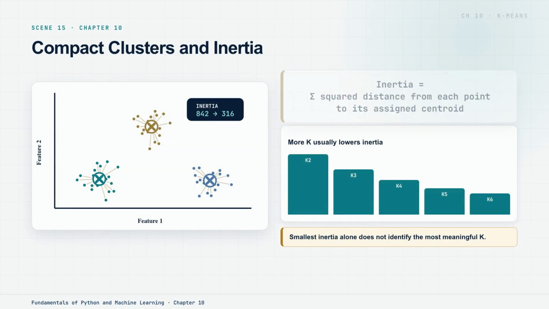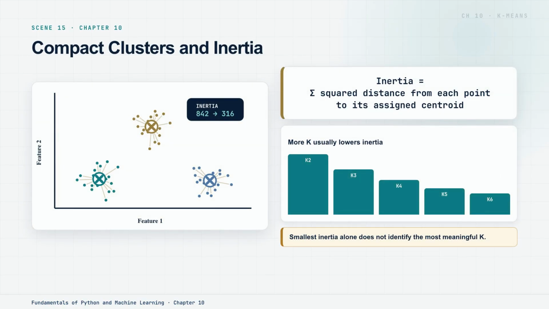K-means attempts to minimize the within-cluster sum of squared distances. Scikit-learn reports this value through the model's inertia property. A lower inertia means observations are closer to their assigned centroids for that selected K. However, inertia decreases as more clusters are added. If every observation had its own cluster, the distances could approach 0. Therefore, inertia alone does not determine the best number of meaningful clusters.